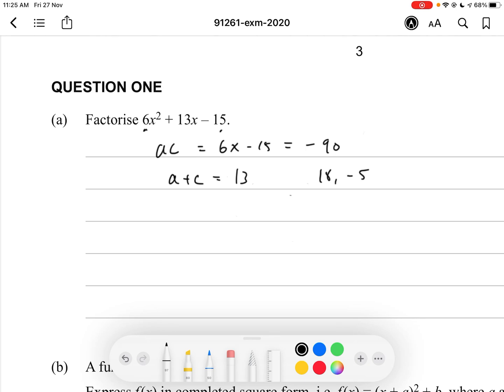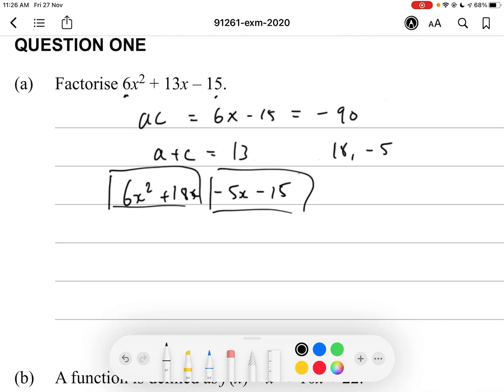So 18 and negative 5, and we're going to separate out these x terms, and we're going to factor it independently. So we have 6x squared plus 18x minus 5x minus 15. Look, I haven't actually changed the question, since I have 6x squared plus 13x minus 15. Now I have 6x squared plus 18x minus 5x, which still gives me 13x, minus 15. Now we're going to factor out this left-hand side and this right-hand side by itself.